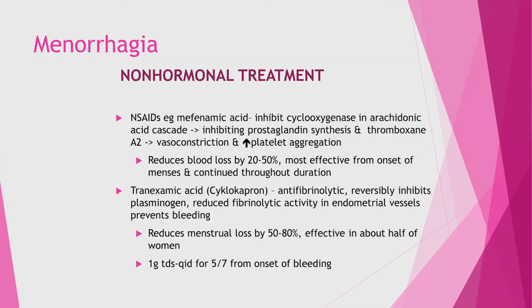Non-hormonal treatments are very useful in controlling heavy bleeding. Tranexamic acid or Cyklokapron controls bleeding by up to 50%, and patients should take this medication 1 gram 3 to 4 times a day from the onset of bleeding. Non-steroidals such as Ponstan are also useful in arresting bleeding and work up to 50% as well.